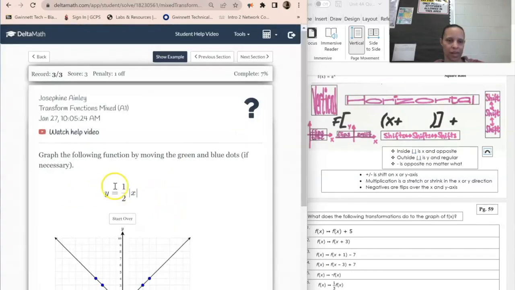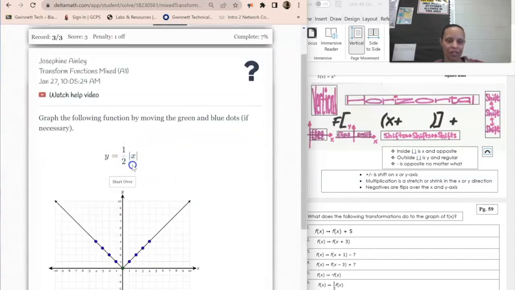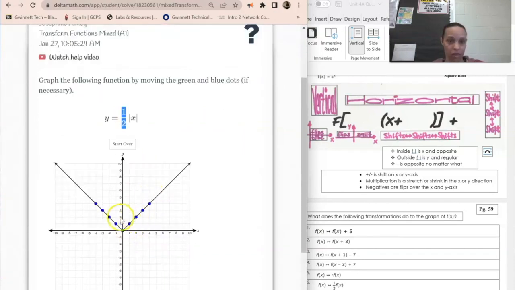All right, looks like I'm on my last question. A half on the outside is y and regular. A half is a shrink. What I think it's going to do is shrink it by a half. So multiply these numbers by a half or divide by 2, doesn't matter. So 4 divided by 2 will give me 2.